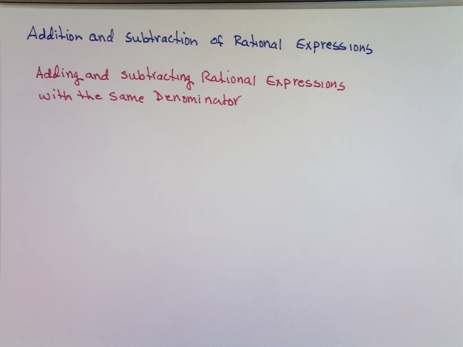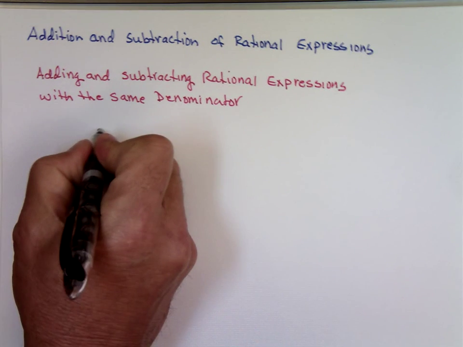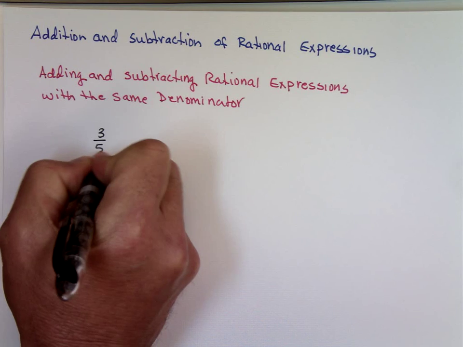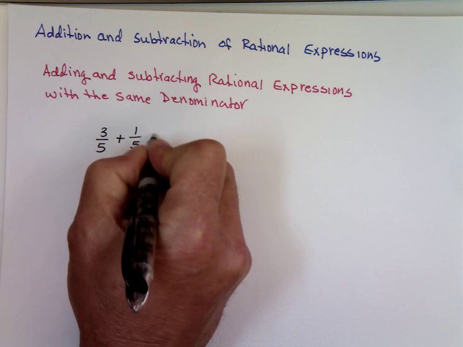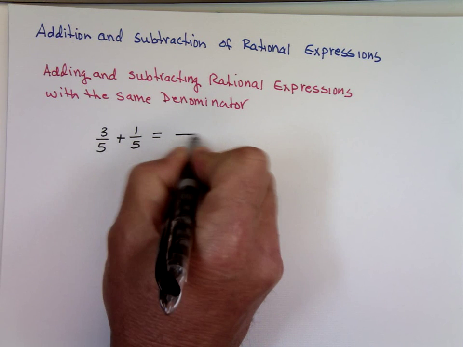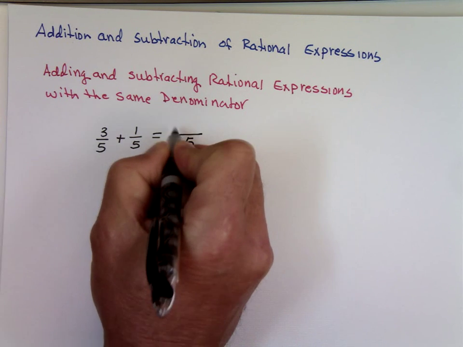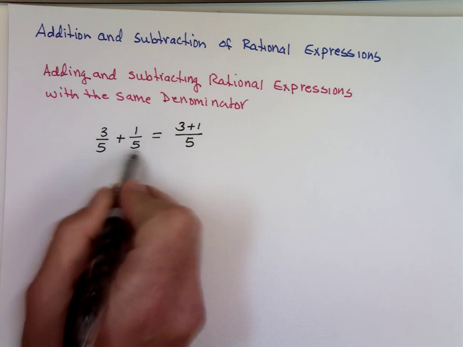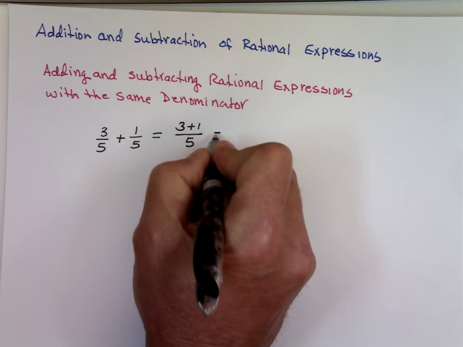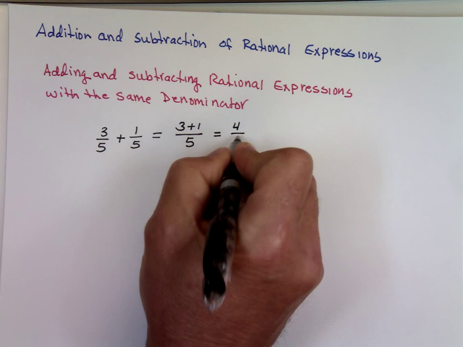How do we add rational expressions with the same denominator? Let's start with just numbers first. If I have 3 over 5 and I want to add to it 1 over 5, notice we have the same denominator. Since it is the same, we keep it and we just add the two top numbers. You do not add the 2 5s on the bottom. So you end up with 4 over 5.